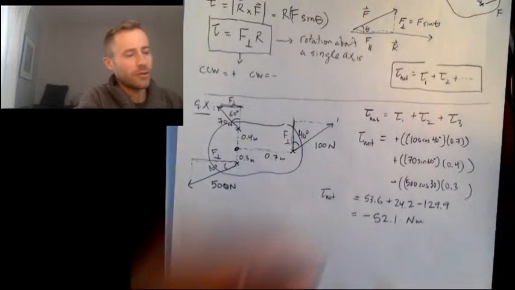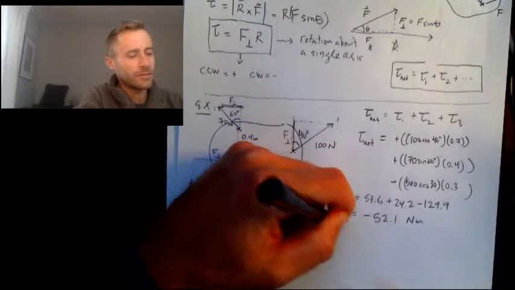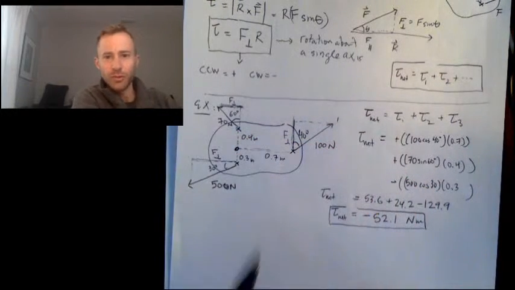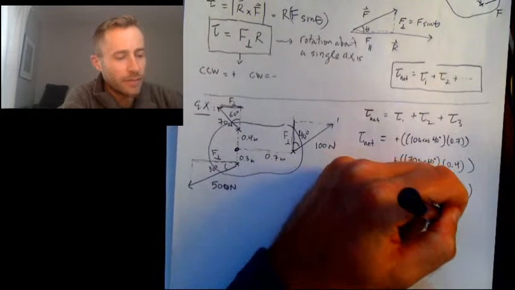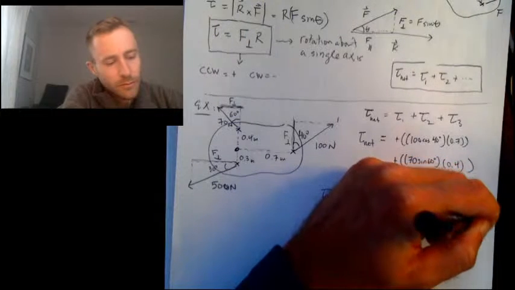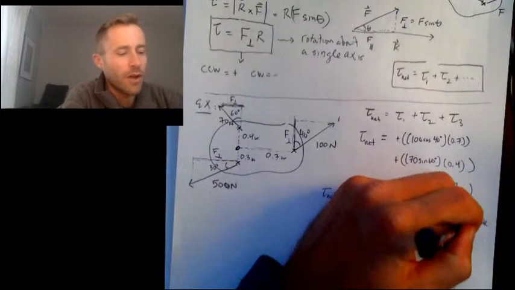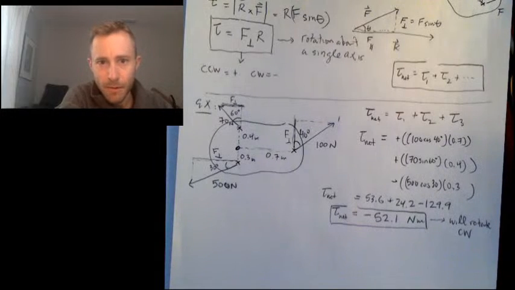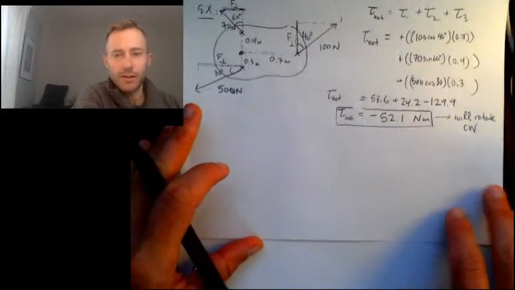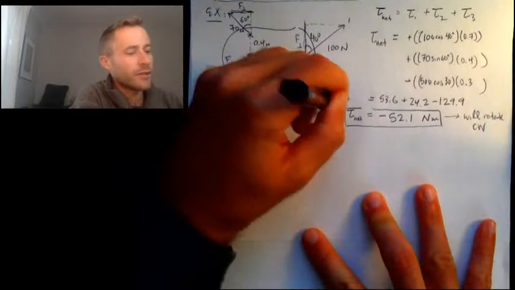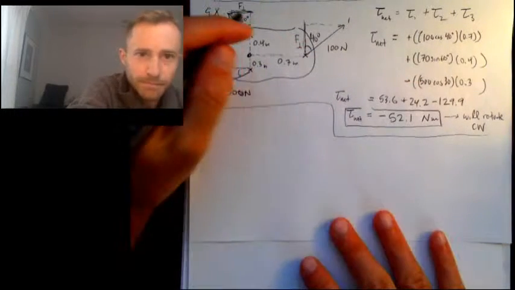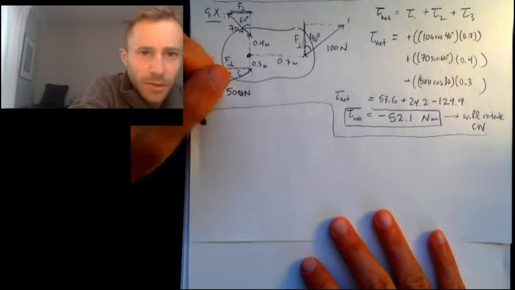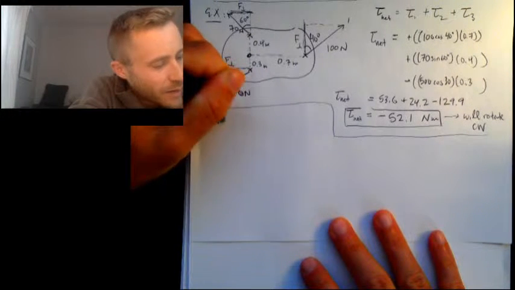And so what that means is that as a result of these torques, this thing will rotate in the clockwise sense. Cool. So there's an example of calculating net torque. Our next topic, so we're going to leave torque for a second and then come back to it almost immediately, is the topic called center of mass.